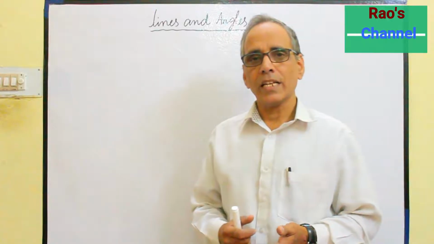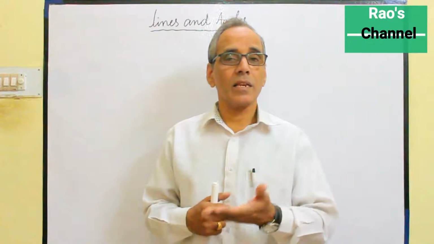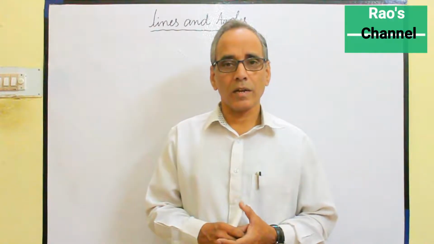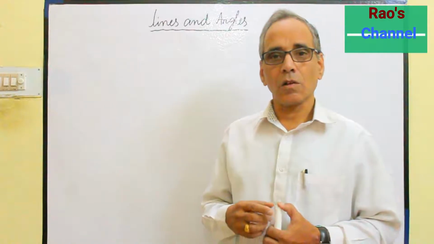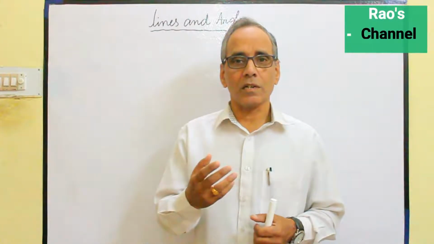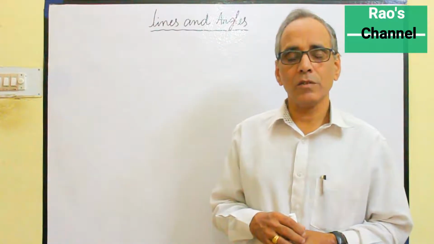So based on the angles found, we decide whether the lines are parallel or not. We know the relations between the angles when a transversal crosses a pair of lines: corresponding, alternate, allied angles. Okay, we described them already in my videos.